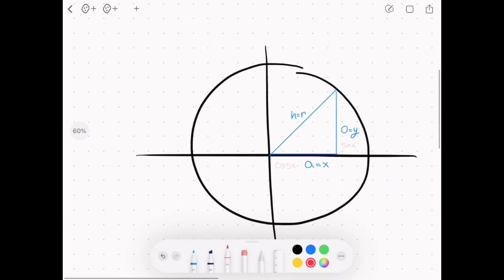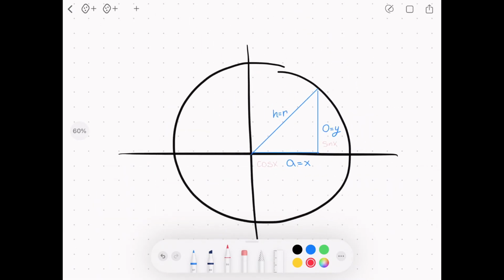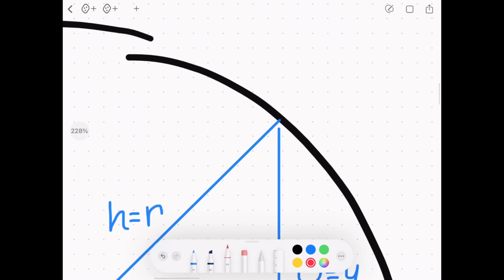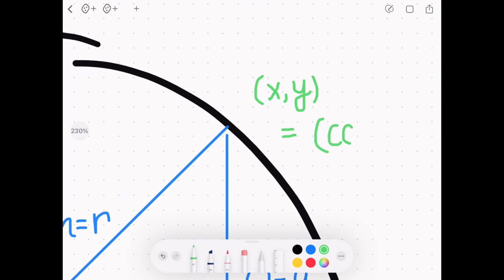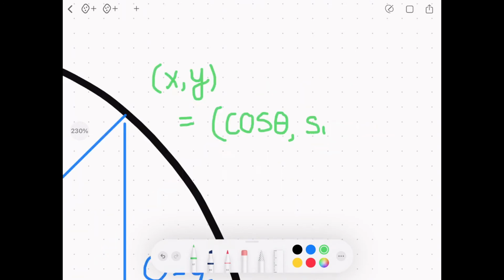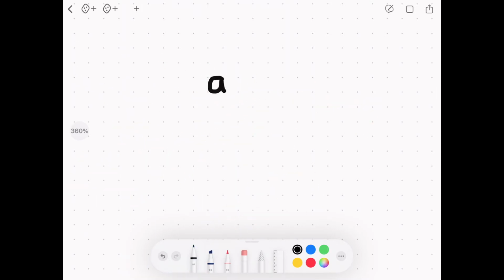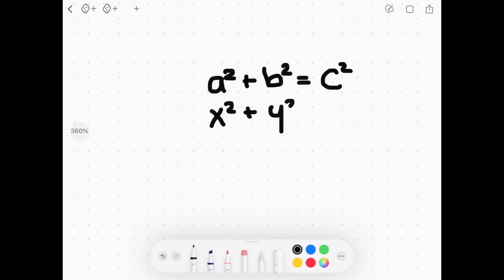Knowing that the length of the hypotenuse, or the radius, on the unit circle is always 1, sine measures the opposite leg, which corresponds with the y-axis. Therefore, your x, y coordinates can be substituted by cosine theta and sine theta. The Pythagorean identity tells us that no matter what the value of theta is, sine theta squared plus cosine theta squared is equal to 1.